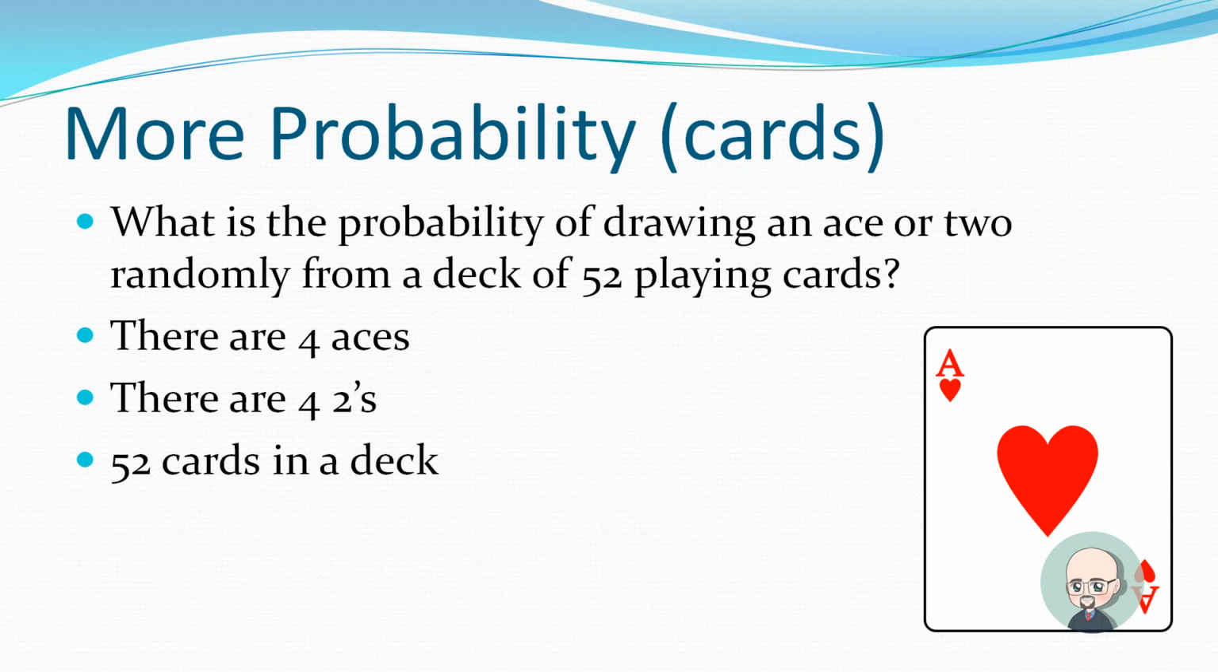So some more probability, playing cards. What's the probability of drawing an ace or a 2 randomly from a deck of 52 playing cards? There are 4 aces, there are 4 2s, 52 cards in a deck. I'll give you a moment if you'd like to solve the problem on your own. You can pause by tapping your screen or pressing the space bar button.